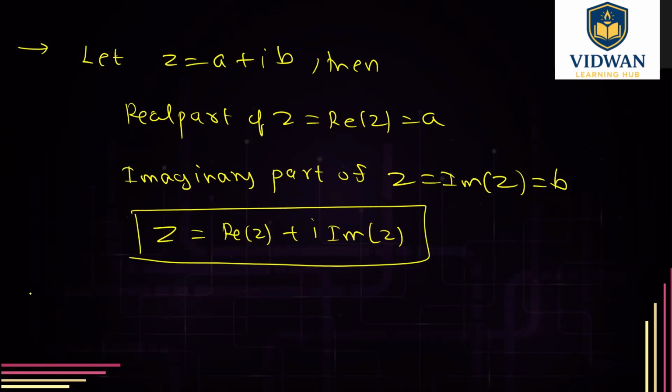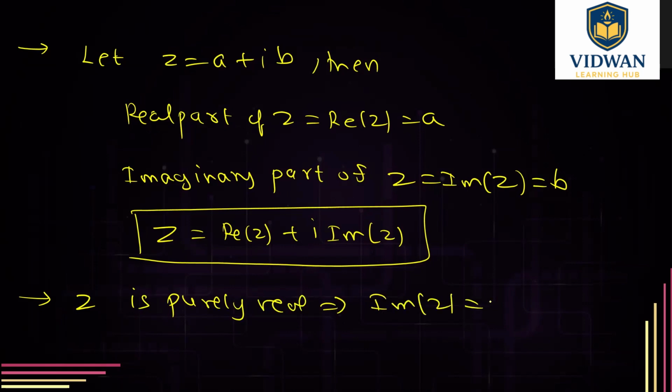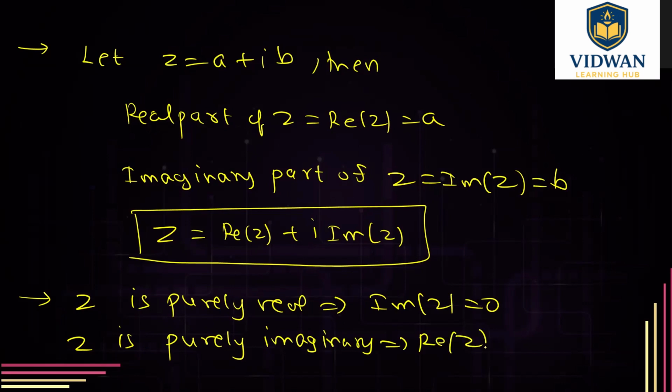Now, when I say a complex number is purely real, so if I say Z is purely real, this implies imaginary part of Z would be 0. And we come across these things while doing problems anyway. And if Z is purely imaginary, this implies real part of Z would be 0.